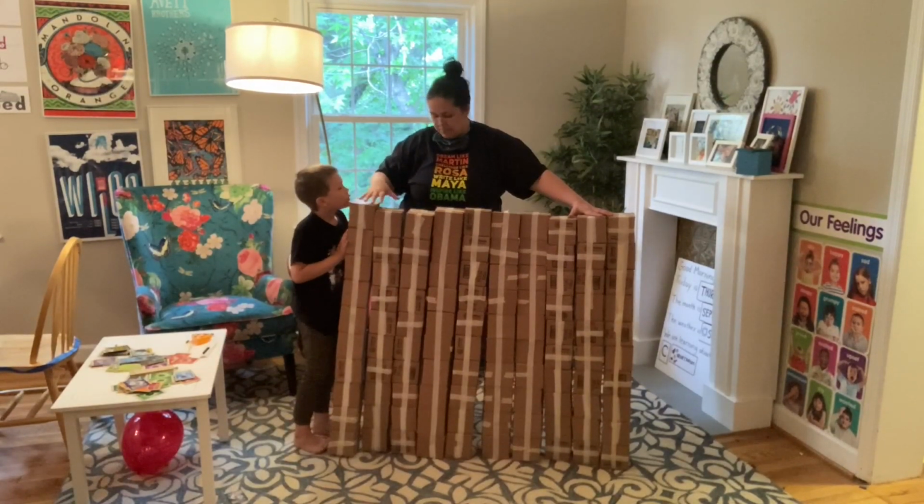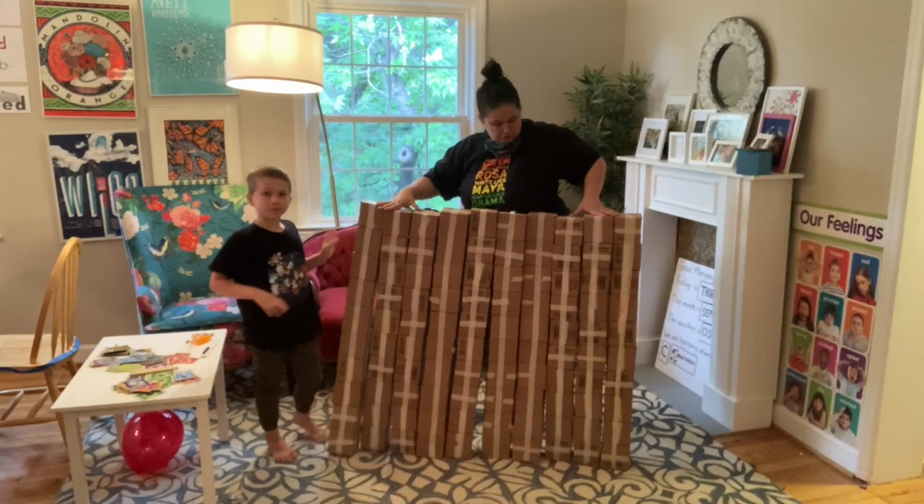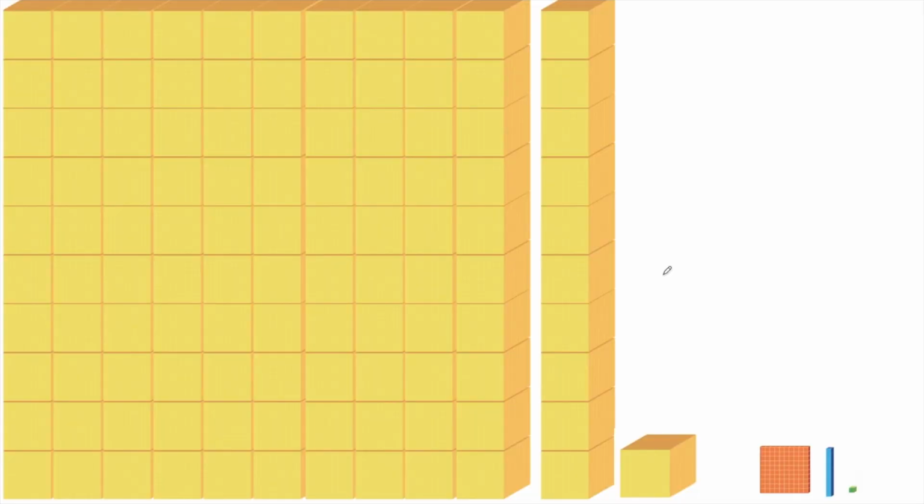10 rods. They made another flat, but this is like a giant flat. Oh my goodness, now we can see why we don't draw pictures for those bigger place values. They just get too big. You would have to draw the one so tiny in order to draw this 100,000 big enough. And it would take up your full paper.